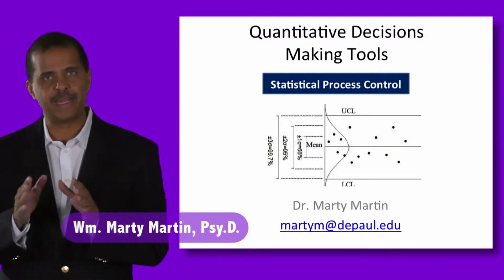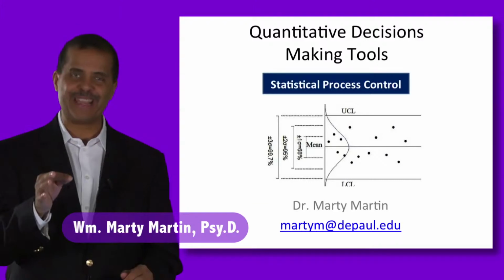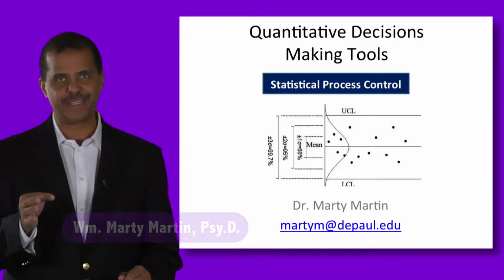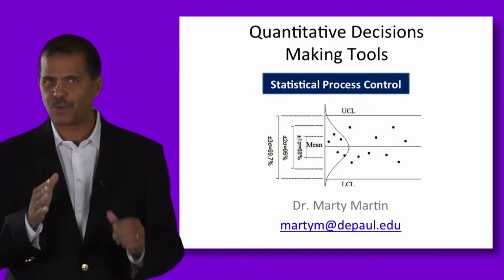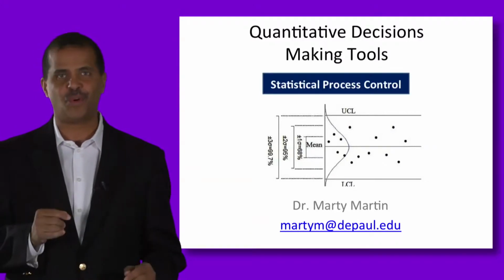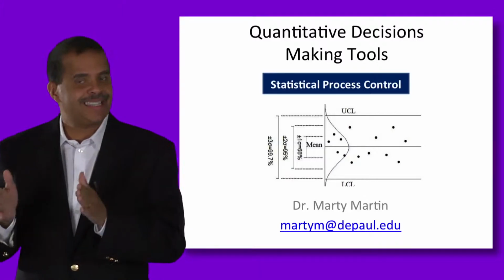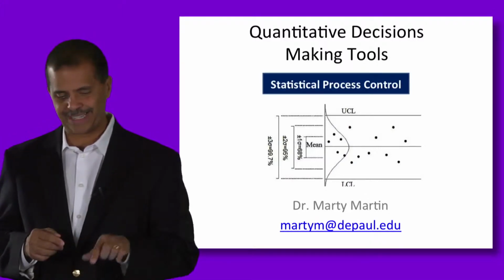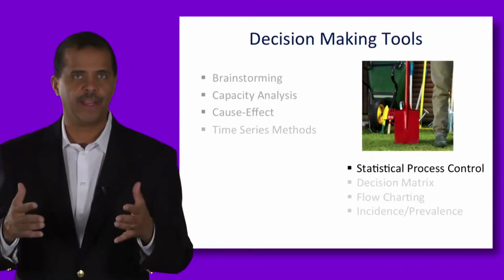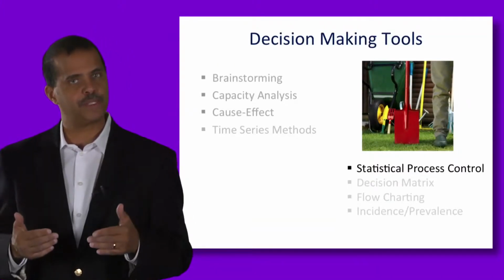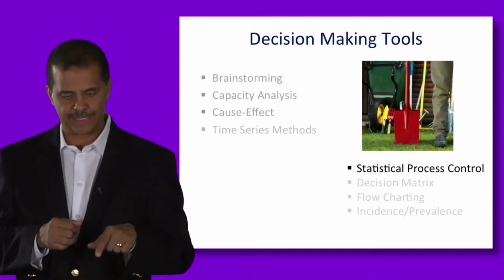Some of you may have seen me on previous videos focusing on the quantitative decision-making tool series. So this is part of that series. What our focus will be right now is on statistical process control. That's a mouthful. You may also see this as SPC. So statistical process control. This particular tool is just part of a whole complement of tools that you can use to really make decisions using quantitative data.